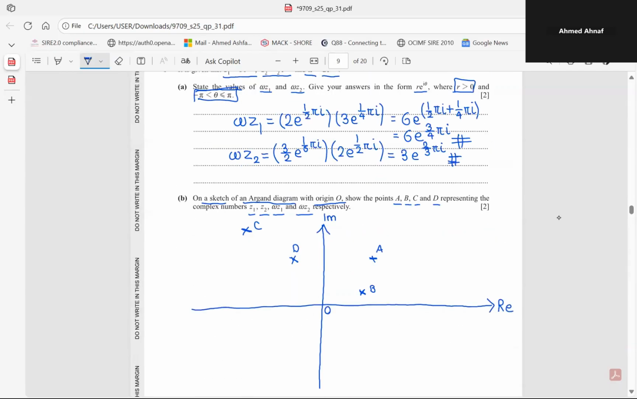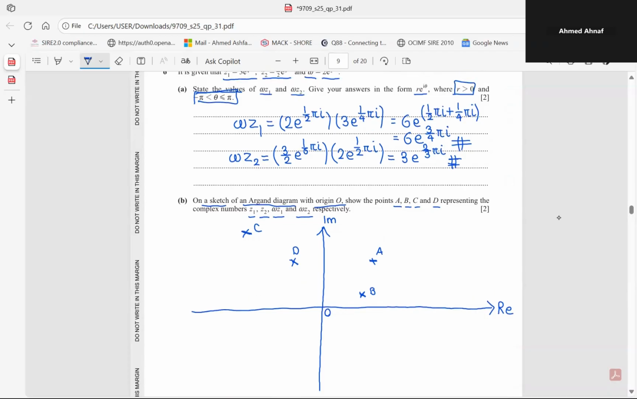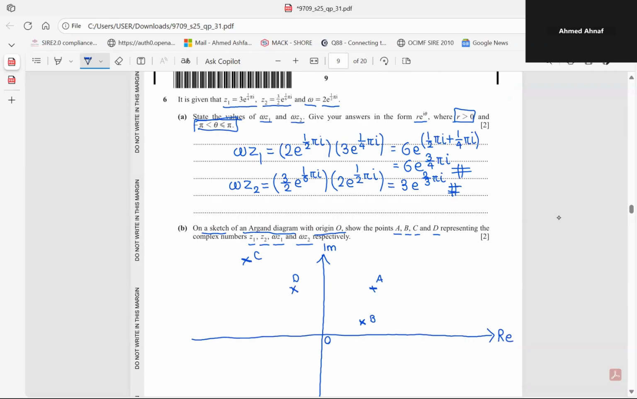And then the other effect has to do with the argument, basically the angle which the point makes with the real axis. So as you can see, by multiplying both of these by omega, we increased the arguments by pi and a half radians because we had to add them.